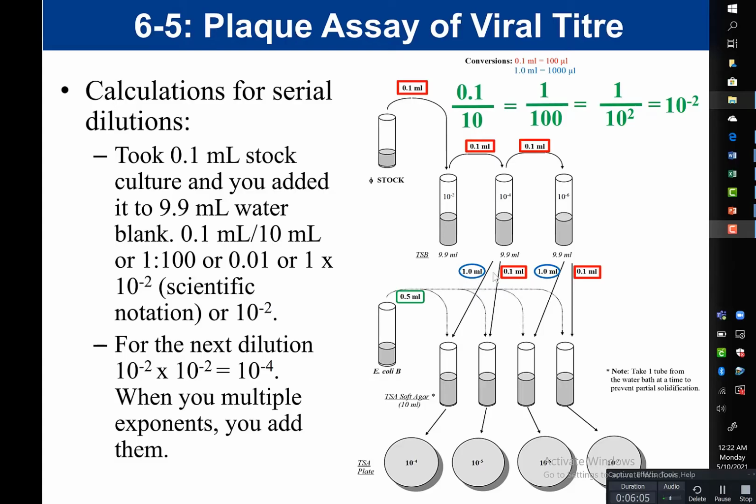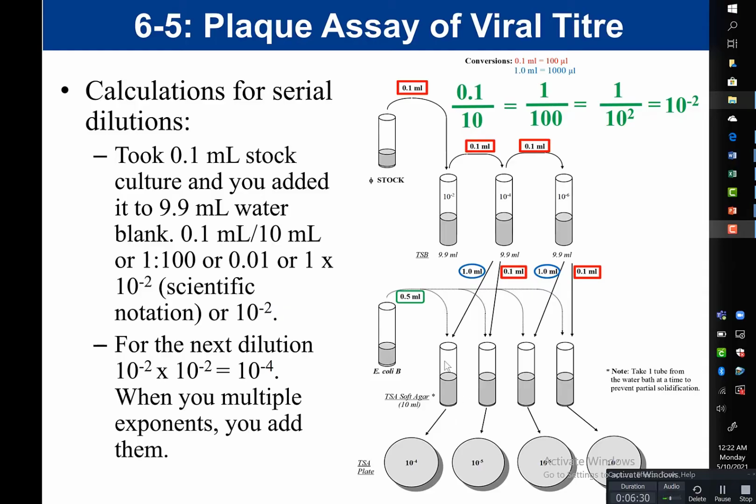Now, in addition to adding the virus, again, I'm going to add E. coli. I'm going to add the host cell. And to each of these tubes, I add 0.5 milliliters of the E. coli. Now, notice that that amount of E. coli does not affect my final dilution factor. That's because it's not diluting the virus anymore.